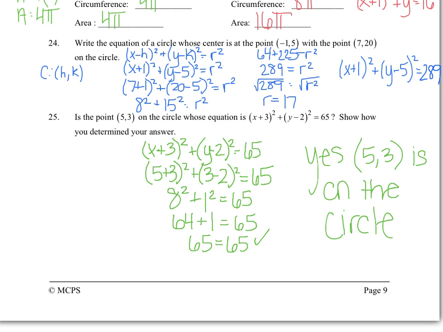If I had gotten a number less than 65, that would tell me that the point was inside the circle. And if I got a number larger than 65, that would tell me that the point was outside the circle.